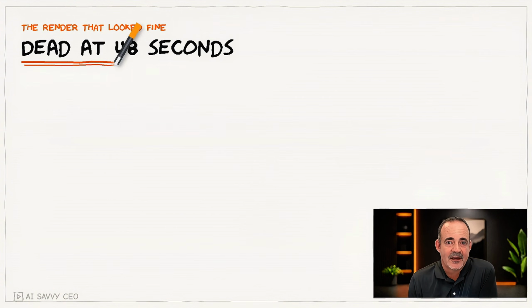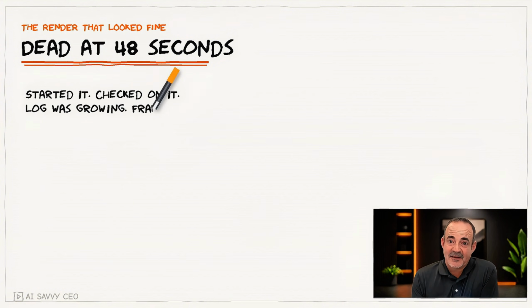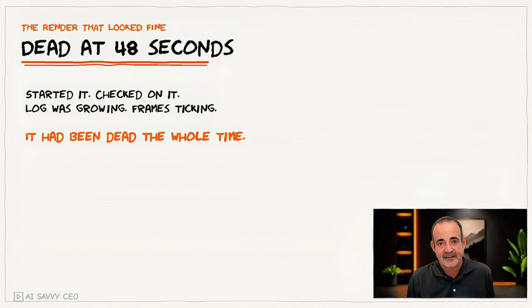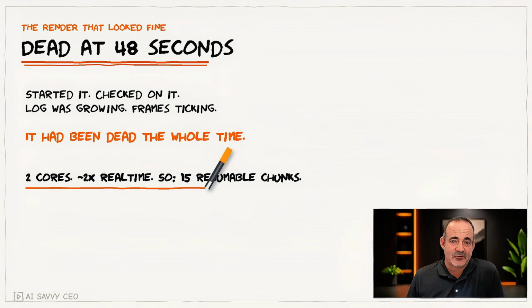The first one is about long jobs. I kicked off the full composite in the background, checked on it, looked healthy, the log was growing, frames were ticking. Came back later. The log had stopped at 48 seconds, of a 17-minute render. The process had been killed almost immediately, and had been quietly dead the entire time I thought it was working. The machine had 2 cores. Encoding ran at about twice real time.